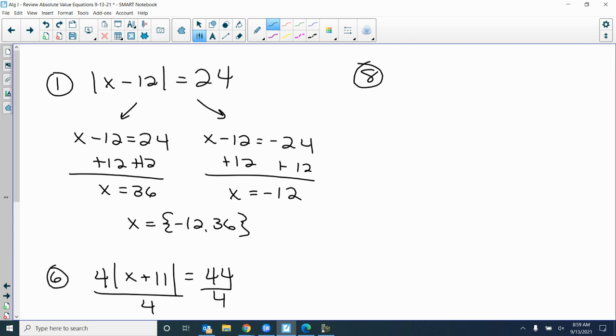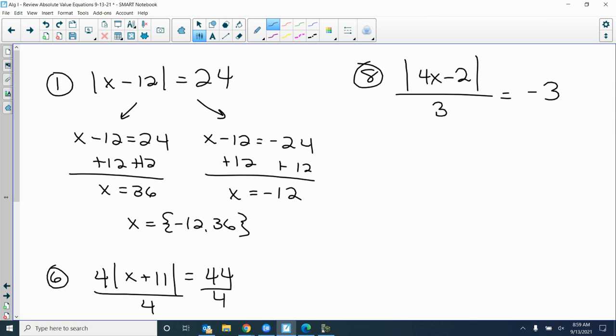Alex, read that. What does it say? For 8. Yep. The absolute value of 4x minus 2, divided by 3, equals negative 3. All right, I don't have the absolute value by itself.